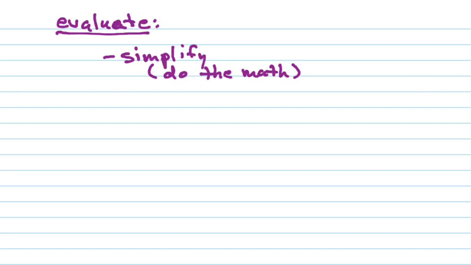Okay, so substitute. Never substitute without putting things in a bracket. And then evaluate simply means simplify, which means do the math. So what we're going to do is go to our Education Perfect and look at some of these.